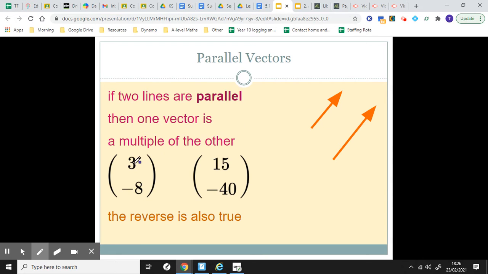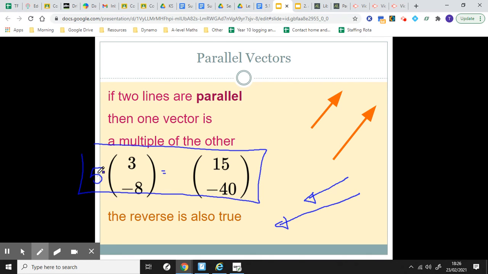Okay, for example, (3, -8) would be pointing in one direction. And because this is times by 5, 5 lots of 3, 5 lots of -8, we can get another vector which is longer in magnitude but running parallel. Okay, and this is where it comes from. I will teach you how to multiply these vectors by a whole number in just a second. So vectors can be parallel if they are multiples of each other.